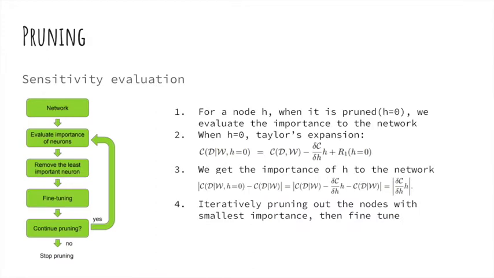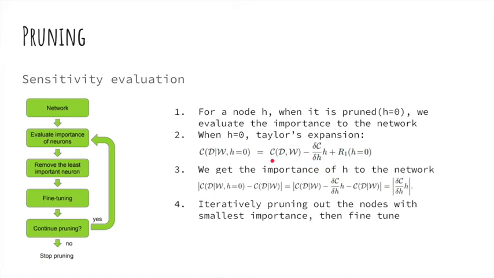The second method is sensitivity evaluation. The procedure is like this. I need to train a model, and if I want to prune a node H, then H equals 0. We evaluate its importance to the network loss, where C D is the network loss. We could get its conditional probability, where W is the weight of the network and H equals 0, meaning the node is pruned. Then the Taylor expansion is the latter part.